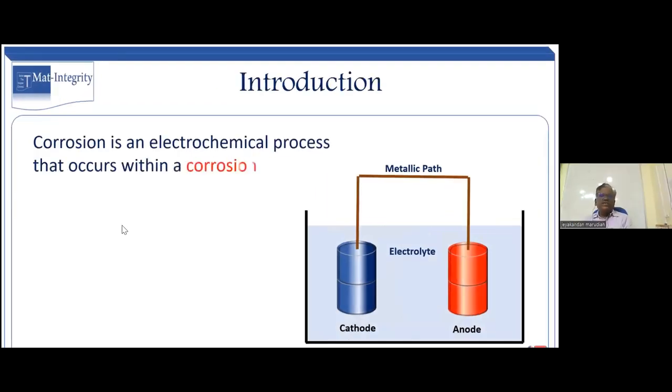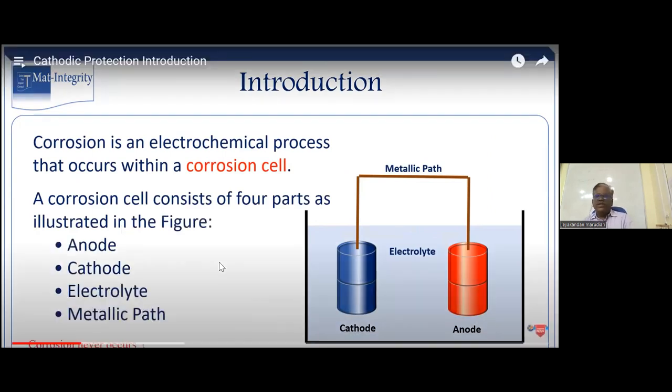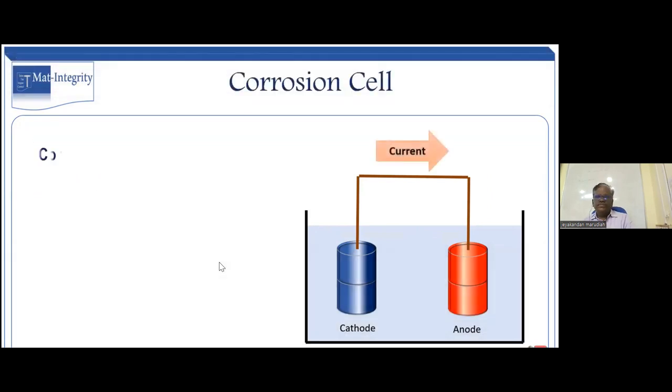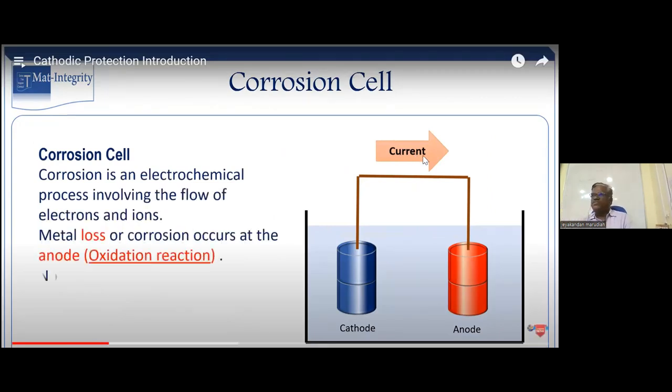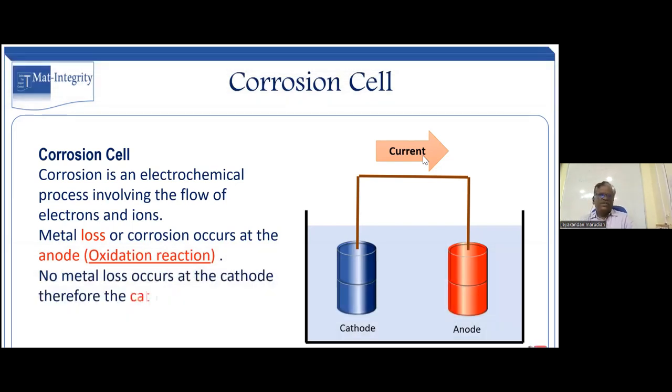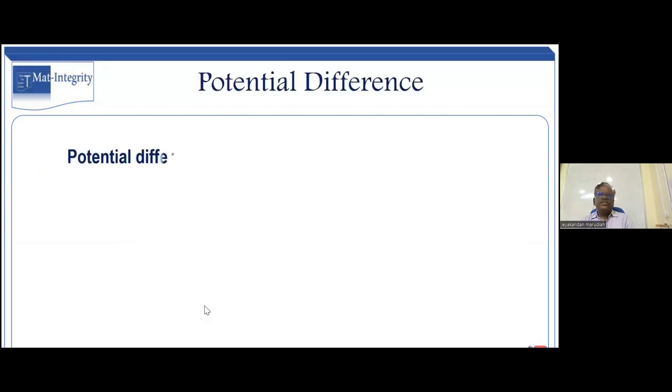Corrosion is an electrochemical process that occurs within corrosion cells. So we have four: anode, cathode, electrolyte, and metallic path. This is the current flow. The current theory is opposite to electron flow; don't confuse that. Metal loss corrosion occurs at the anode, an oxidation reaction, and at the cathode there is no metal loss, called a reduction reaction. Potential means voltage.